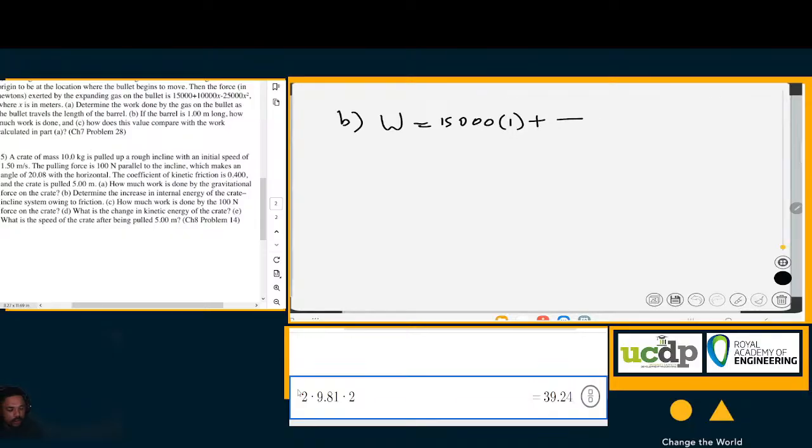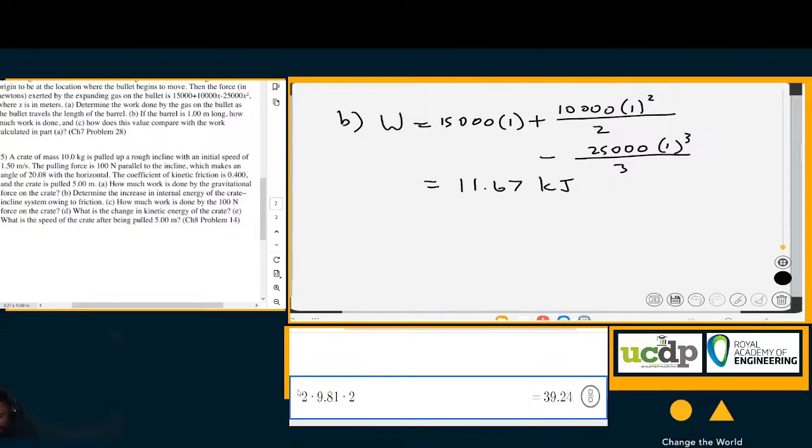That is now over 2, that's 10,000, and remember, that's 1 squared. And then the last one is negative 25,000, that is 1 cubed over 3. If the barrel has become longer, the work that needs to be done is more. It is now 11 kilojoules. That makes sense because work is force times distance. If the force stays the same, but the distance gets longer, the work gets more.